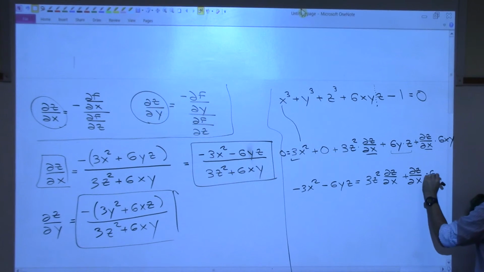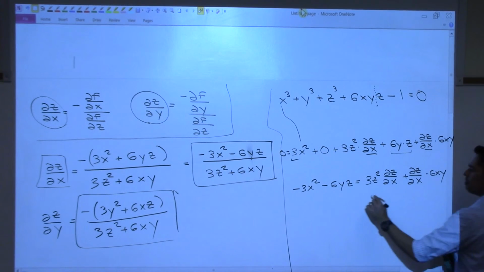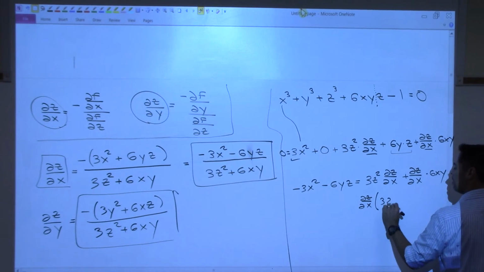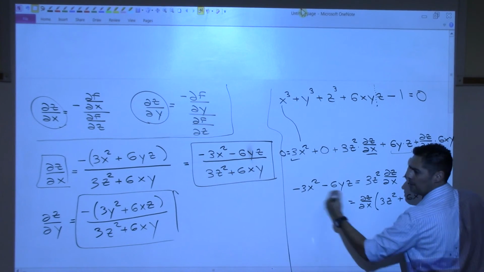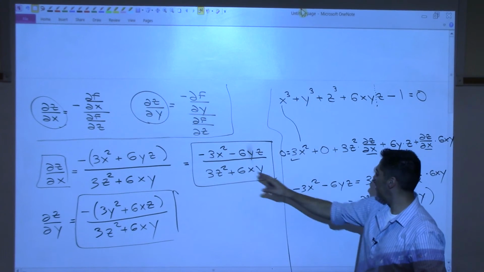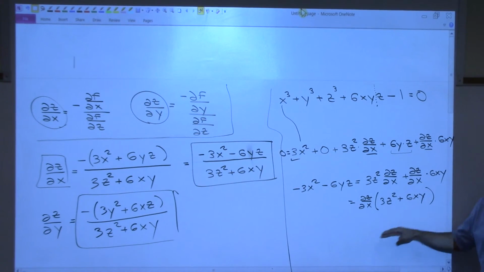I know I'm working through this fast, but I'm hoping you're just following what I'm doing. What can I do on this side? Factor out. So partial z with respect to x, and then I'm left with 3z squared plus 6xy equals this side. Divide this over. Does it match? Does that match this? Yes. See, that answer matches this answer?